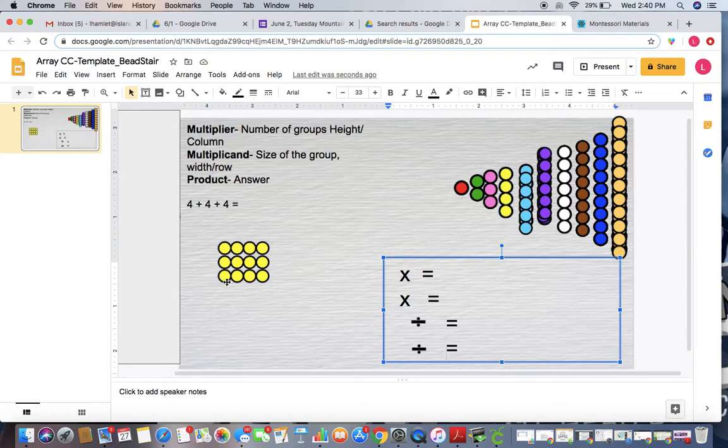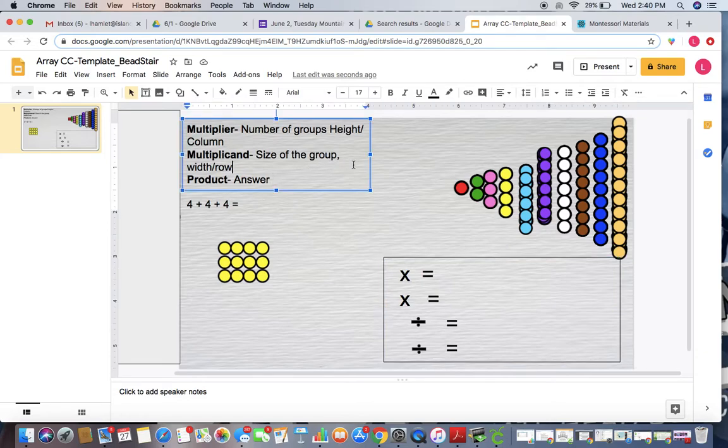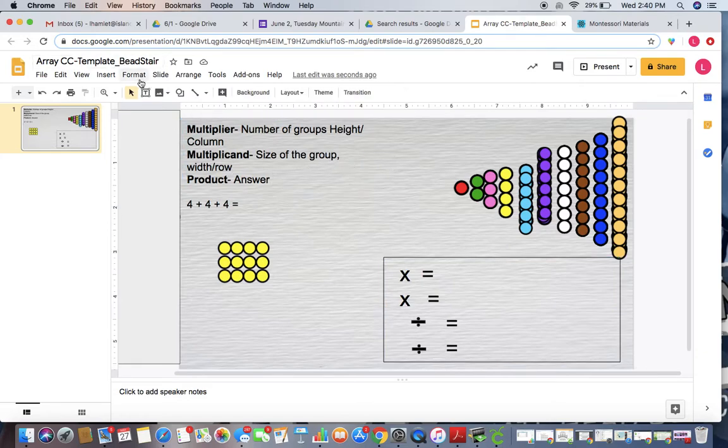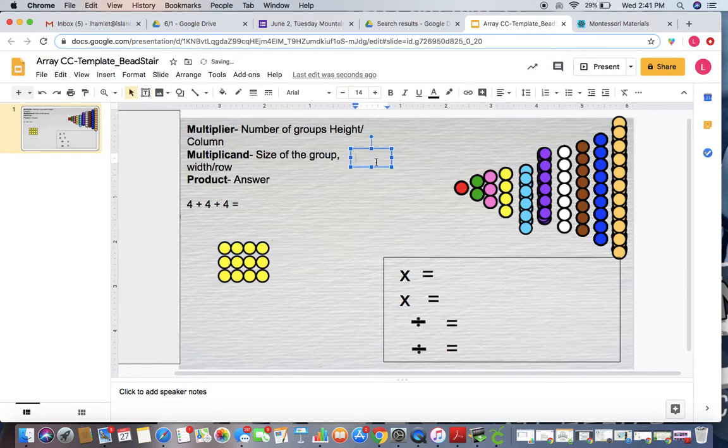So we have the size of our group in our bead bar. We have a 4 bead bar. So now we know that the size of our group is 4. So I'm going to go ahead and make a text box here and indicate the size of our group, which is 4. And this is our multiplicand. I'm going to go ahead and outline this box in red.